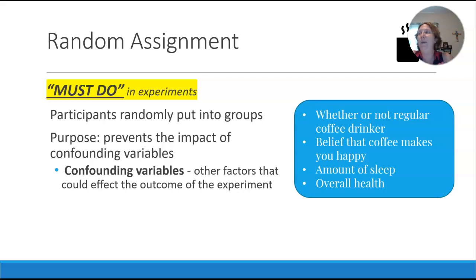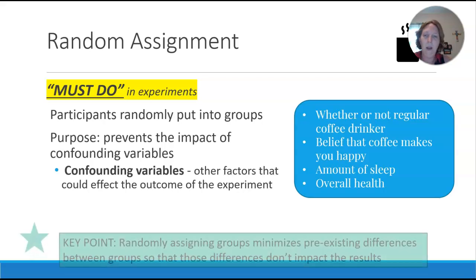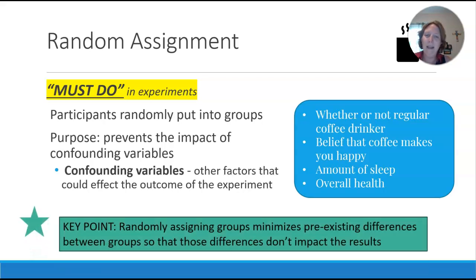So you're going to have some people in both groups that drink coffee on a regular basis and some people that hardly ever have it, and so on. The point of random assignment is that randomly assigning groups minimizes those pre-existing differences between the groups so that those differences don't impact the results. So it's like balancing it out. You're balancing out your people addicted to caffeine already and your people who are not used to it at all, or your people having bad days and good days. You're spreading it out so it doesn't impact your final results.